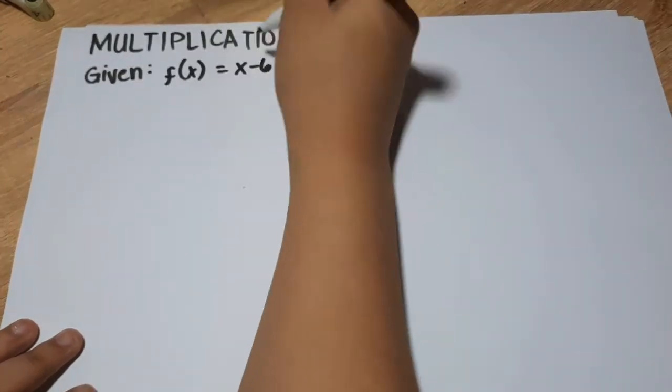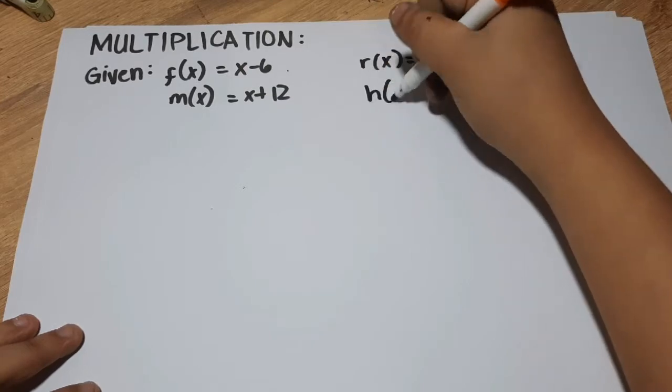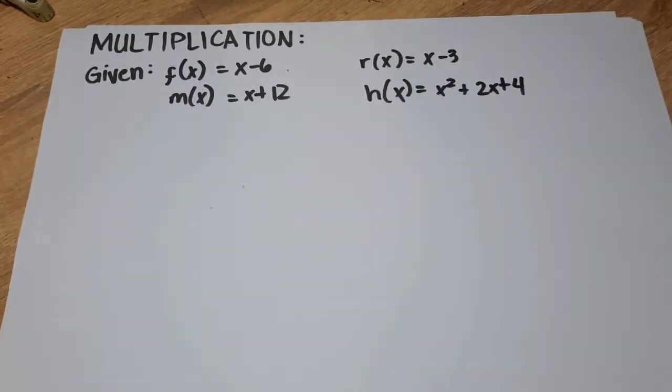The third operation on functions is the product of two functions, or it is called multiplication, wherein it is defined by the equation as the product of two functions like f times g. These are the given examples. For number 1, we have to find the product of m times r.